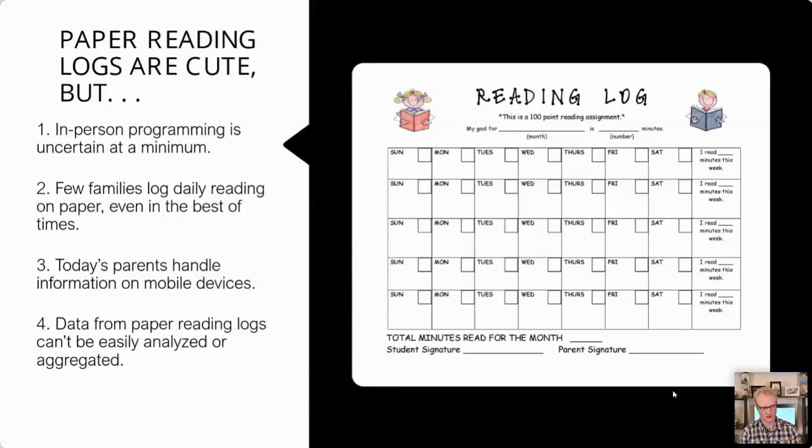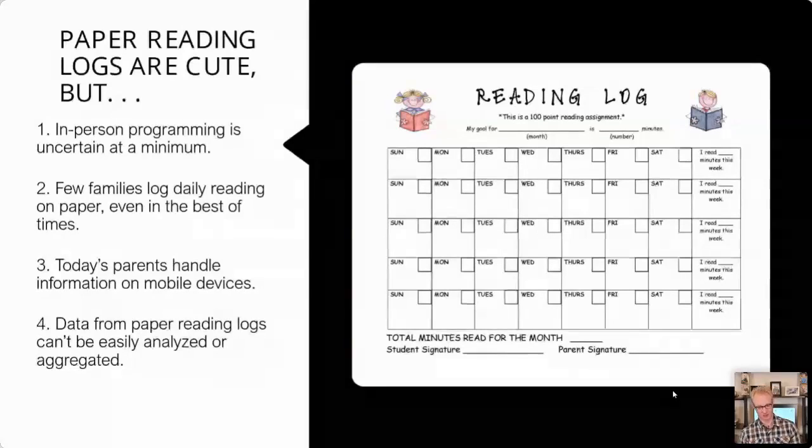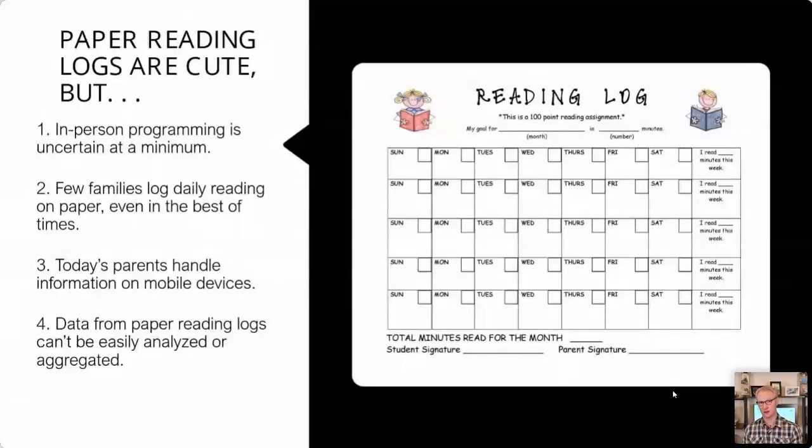But number 4 down there is my biggest beef with the paper reading log, and that is the data from these paper reading logs cannot be easily aggregated or analyzed. Usually we have these paper reading logs and we just do a quick spot check. We see if a threshold or a goal has been met, and then we toss that paper reading log, and it's very difficult to do anything really engaging or useful with that information. So we want to solve that problem through technology.